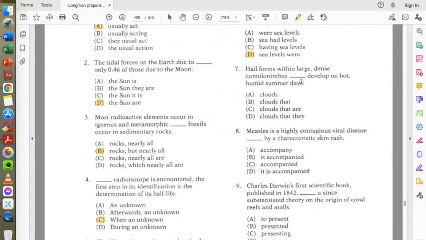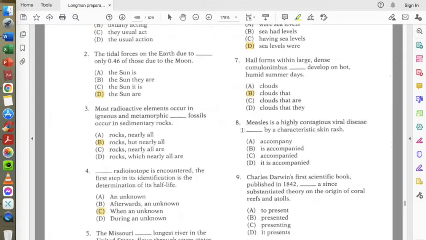Number seven, hail forms within large, dense cumulonimbus blank develop on hot, humid summer days. Clouds, definitely cumulonimbus is a type of cloud, so we want clouds, and then we're going to have an adjective clause starting here, that develop on hot, humid summer days. Develop is our verb following that, the relative pronoun, that will start the adjective clause describing the clouds that develop on hot, humid summer days.